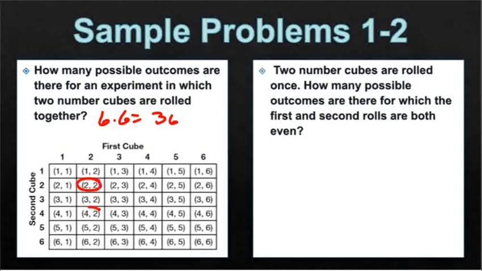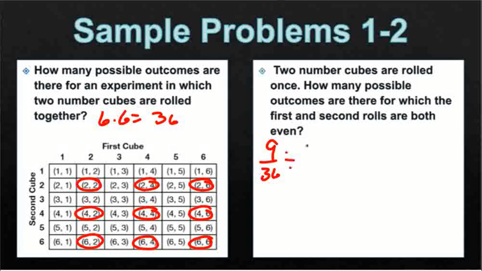So there's 1, here's 2, here's 3, 4, 5, 6, 7, 8, 9. We could say it's 9 out of 36, which if I divide by 9/9, I would get 1/4. That is one way of thinking about it.